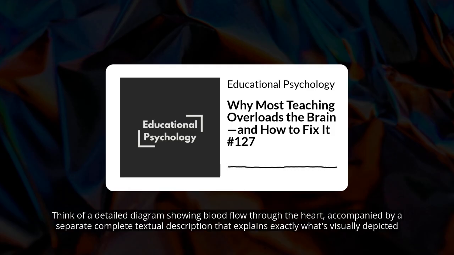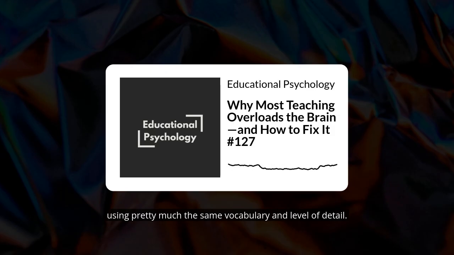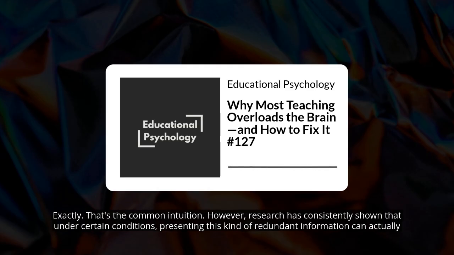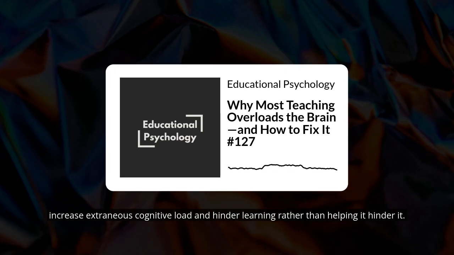Think of a detailed diagram showing blood flow through the heart, accompanied by a separate, complete textual description that explains exactly what's visually depicted, using pretty much the same vocabulary and level of detail. So the learner gets the same core information twice, once visually, once in words. You might think that repetition would strengthen understanding, right? Exactly, that's the common intuition. However, research has consistently shown that, under certain conditions, presenting this kind of redundant information can actually increase extraneous cognitive load and hinder learning rather than helping it. Hinder it?